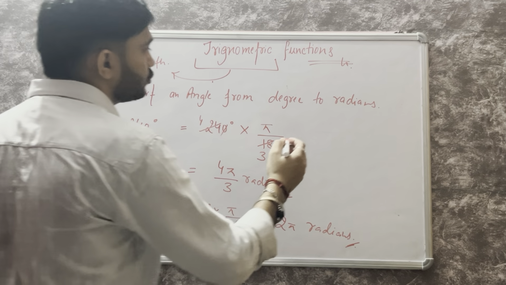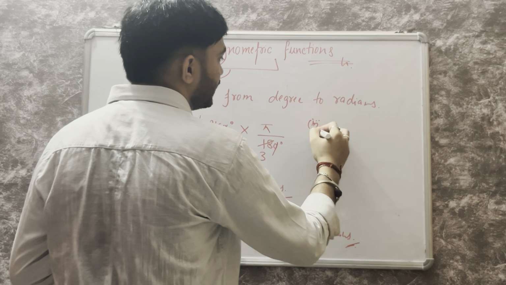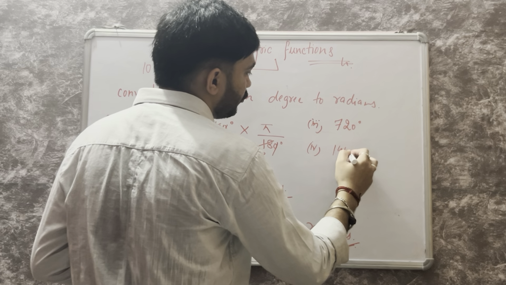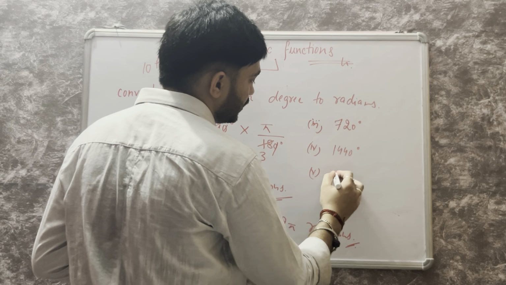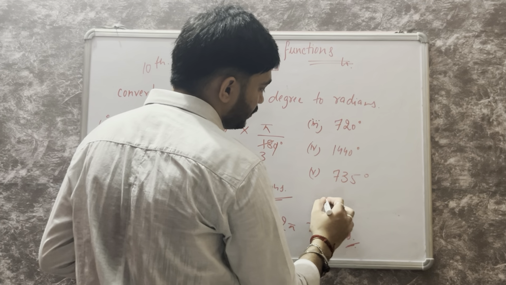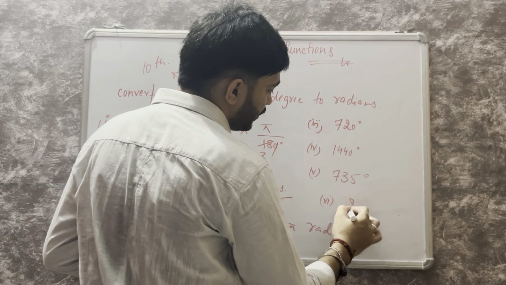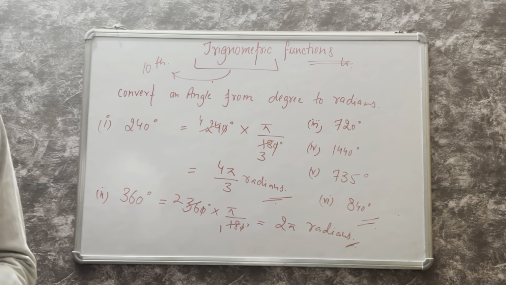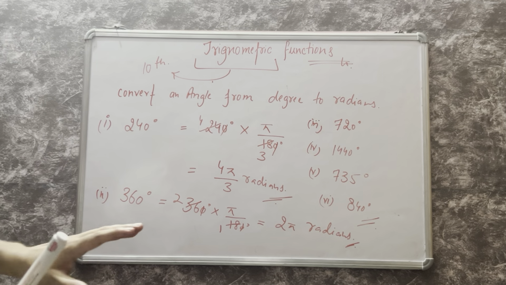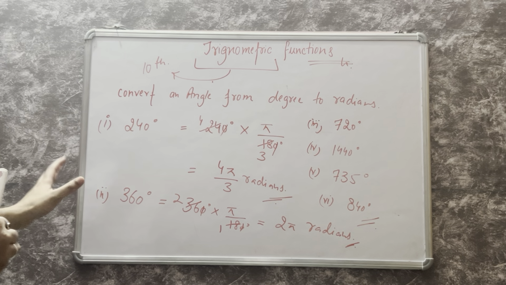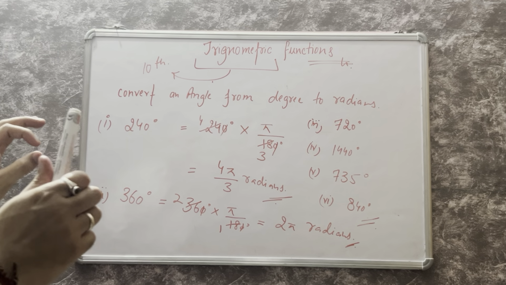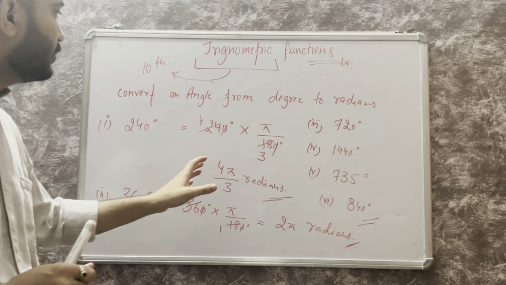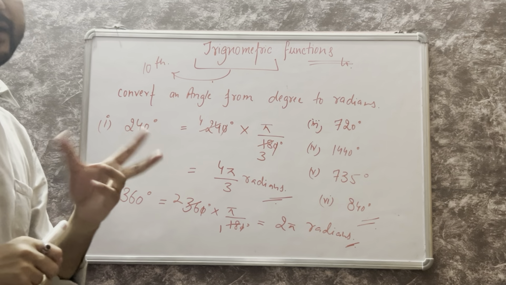If you want, you can solve some simple examples based on it. That is 720 degree, 4th 1440 degree, 5th 735 degree, 6th 840 degree. Just multiply the number with pi divided by 180 degree, and you will get the answer in radians. Without further ado, you can simply convert an angle from degree to radian by just multiplying it by pi upon 180 degree.